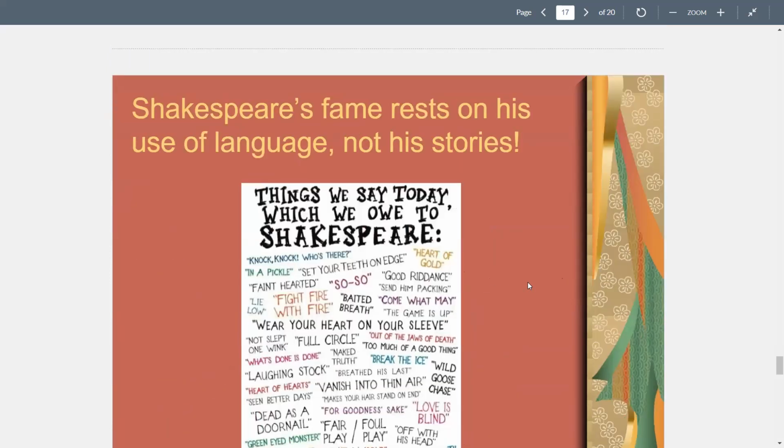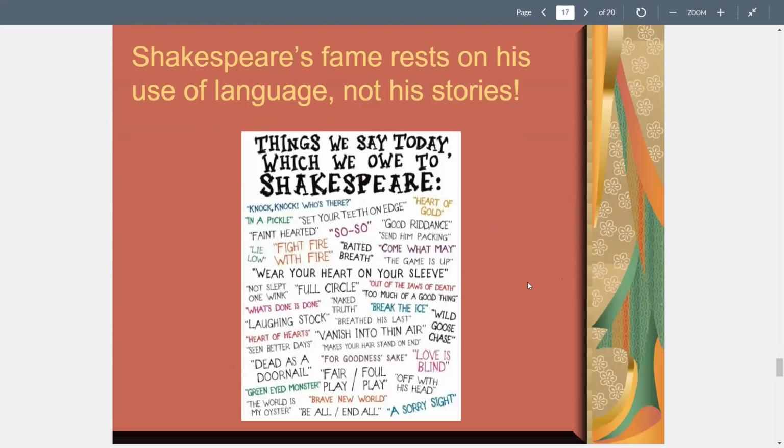And a lot of Shakespeare's fame rests on his use of language, not necessarily his stories. Yes, we know his stories very well. They've been replayed. There are so many different versions of Romeo and Juliet. Hamlet was made into a basis storyline for The Lion King. There are many, many stories and their influences today, but a lot of it is the language.